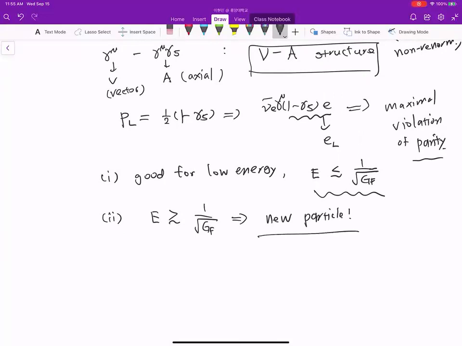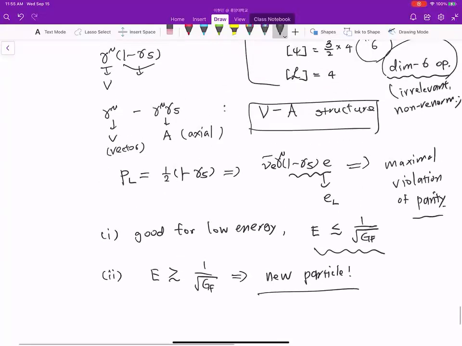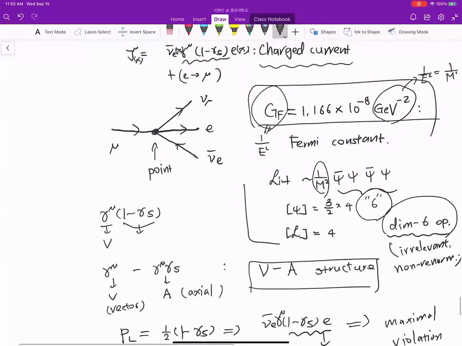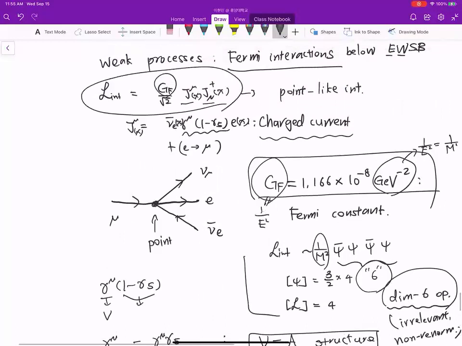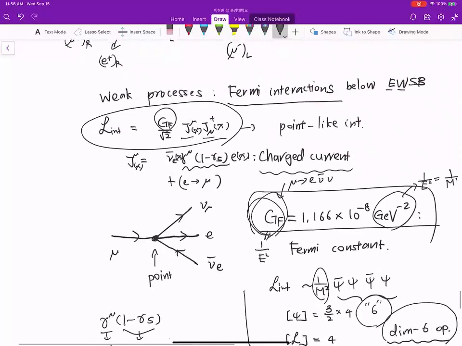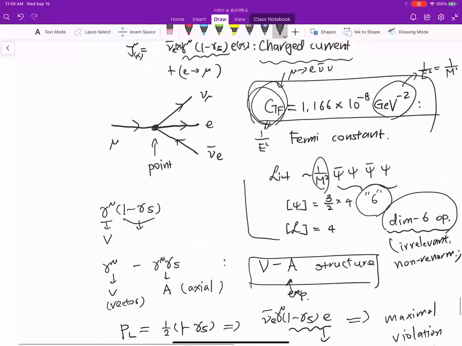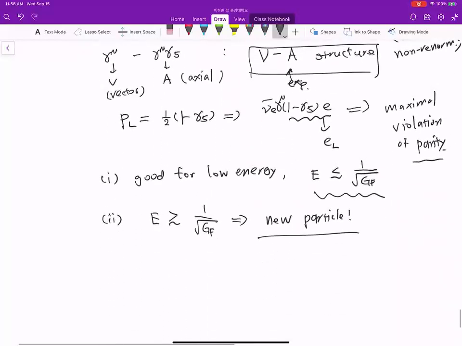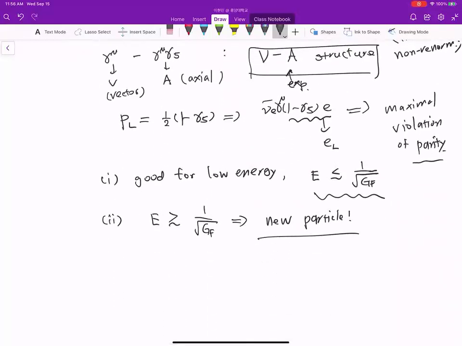We need to include a new particle in the theory. So we don't know what the origin of this Fermi interaction is. Experimentally, we have inferred that this V minus A structure is determined by experiment. We measure the Fermi constant from the muon decay, which is the most precise determination of the Fermi constant. So we know this kind of effective interaction below the Fermi scale. Beyond the Fermi scale, this is not a good description.